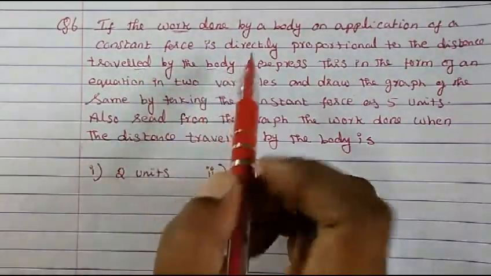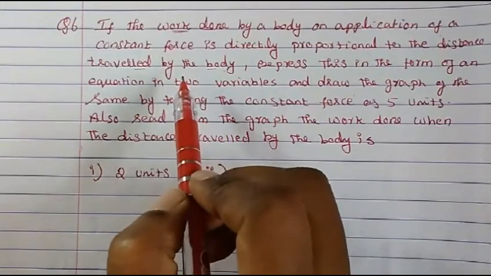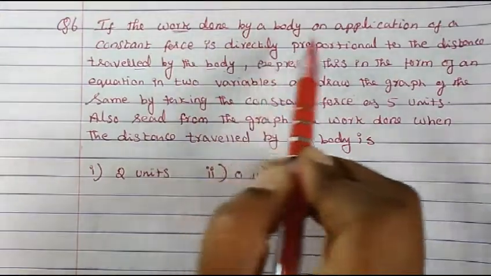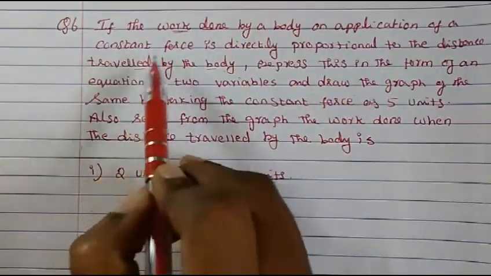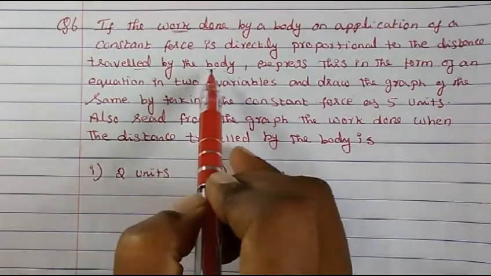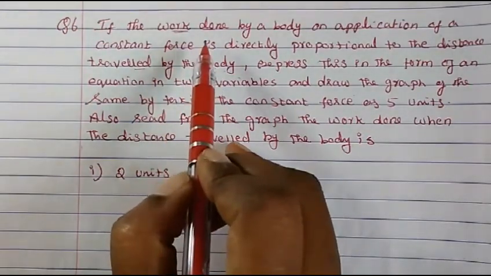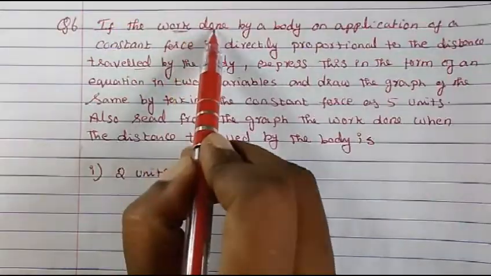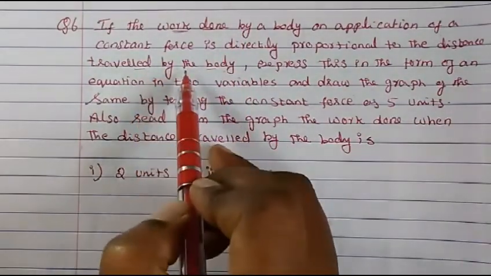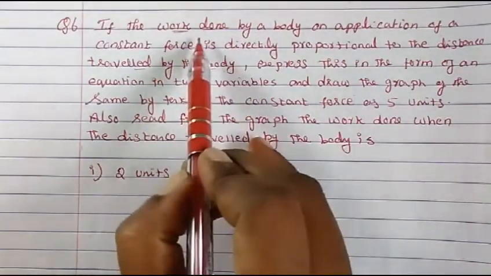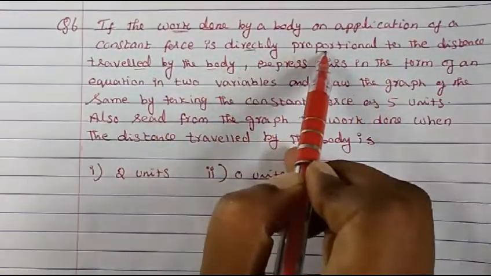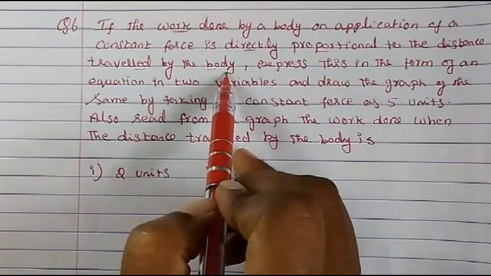So this body, for example, you consider a car. A car is there, it's a body. So the work done by applying some force, there is constant force given. So for a car to move or to travel a distance, you need to apply some force. So when you apply force, the work is done, we say. So when the work is done by applying the force, then the car will move. So what is said is the work done by a body on application of a constant force is directly proportional to the distance traveled by the body.